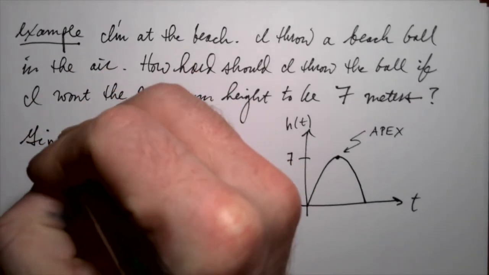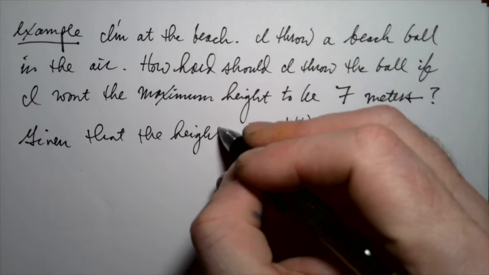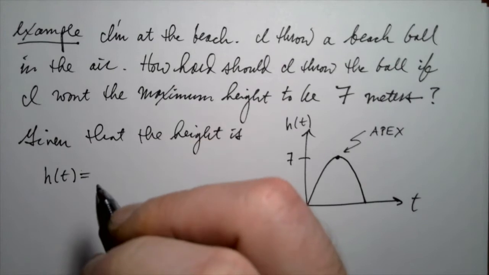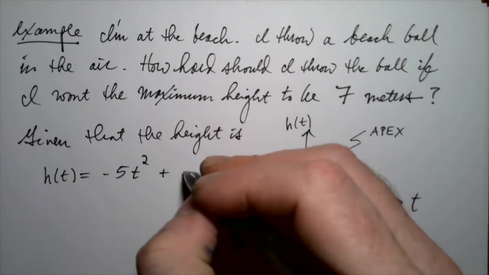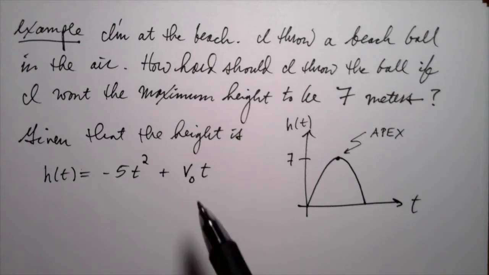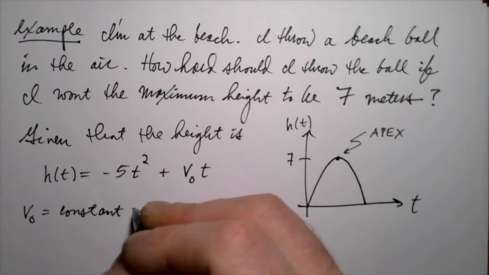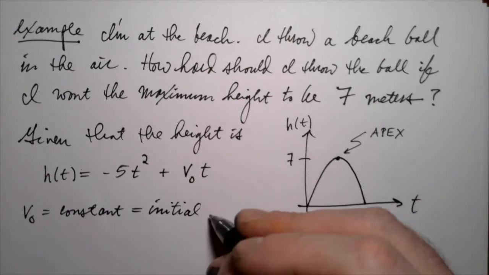Now, on its own, we can't actually answer this question. We're also given that the height is the following function. We're given the height function. It's minus 5t squared plus v naught t. That's just given to us in this problem. Now, what exactly is this v naught? Here, v naught, that's just some constant, and I claim that that constant actually represents the initial velocity of the beach ball.